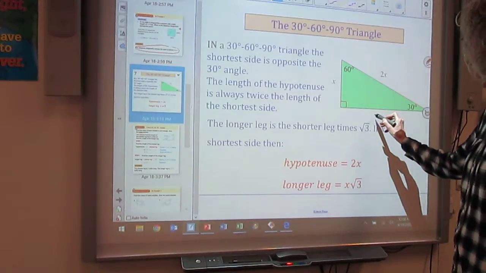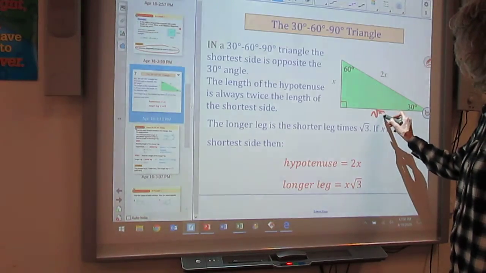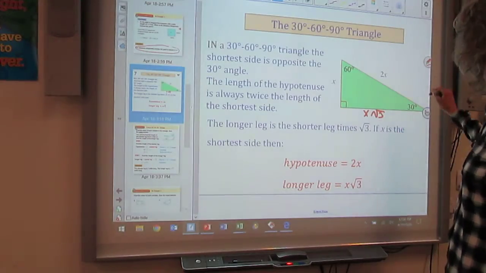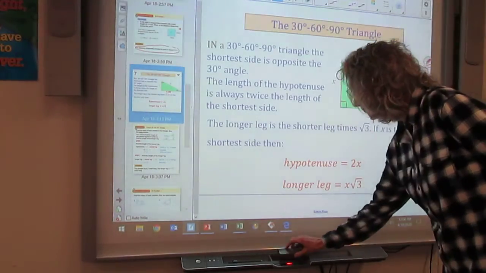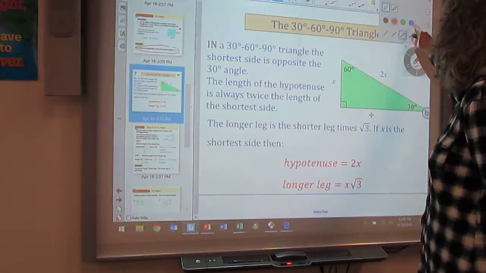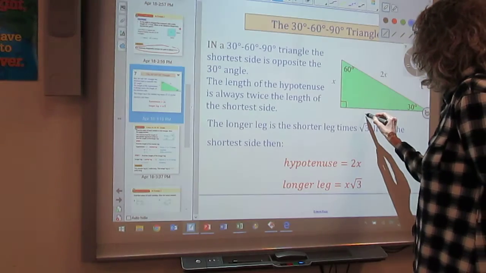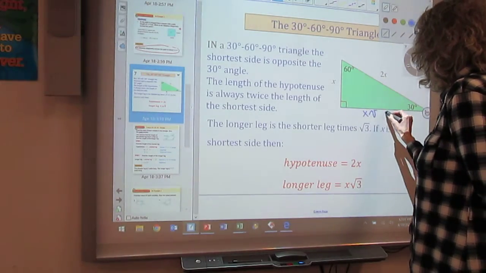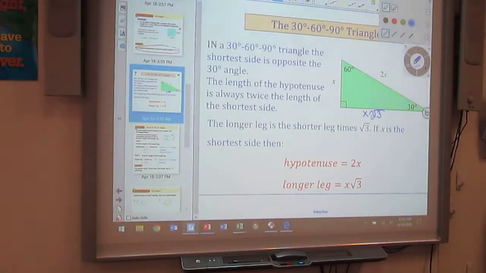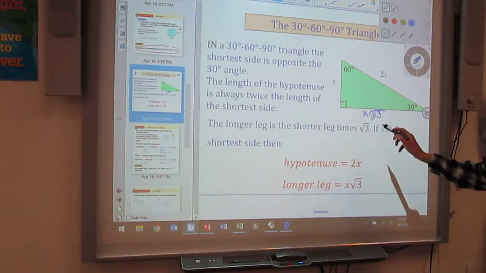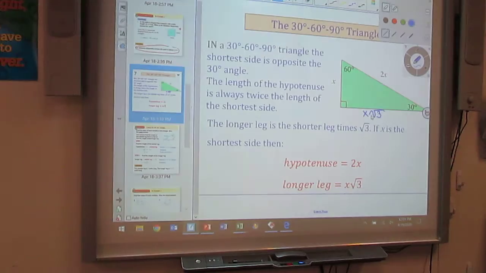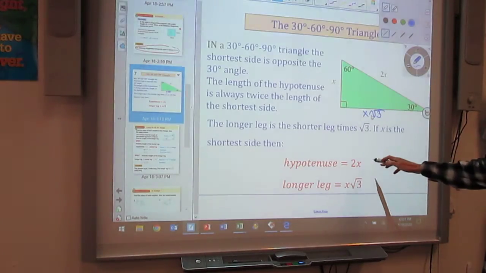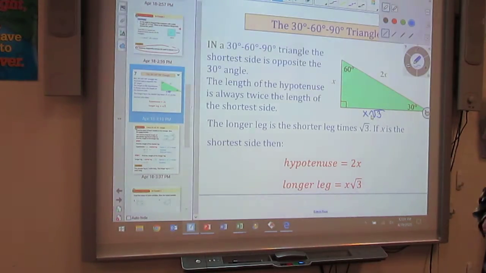And this is going to be the square root of 3 times x. Let me write that a little neater. The longer leg is always the square root of 3 times the shorter leg. So the hypotenuse equals 2x, and the longer leg is x times the square root of 3 in any 30, 60, 90 right triangle. That'll save you a lot of work not to have to use the Pythagorean theorem.